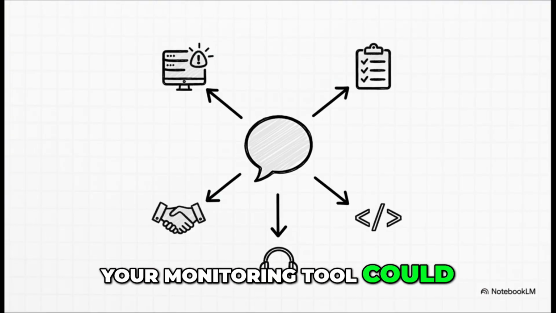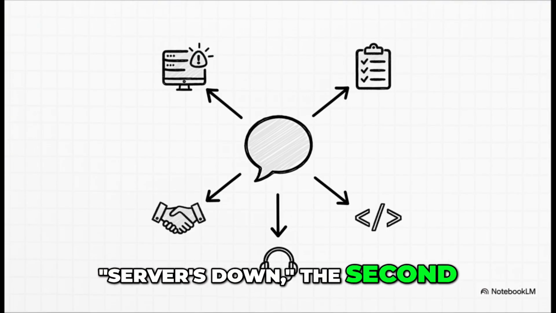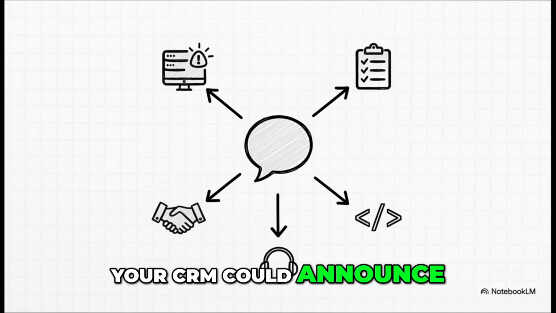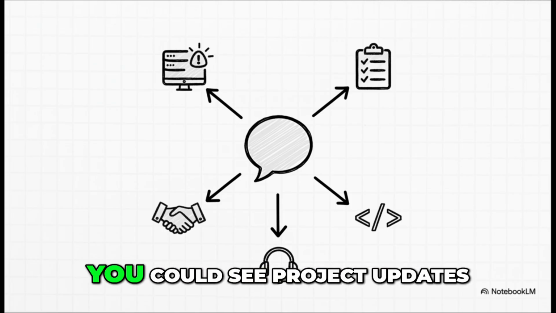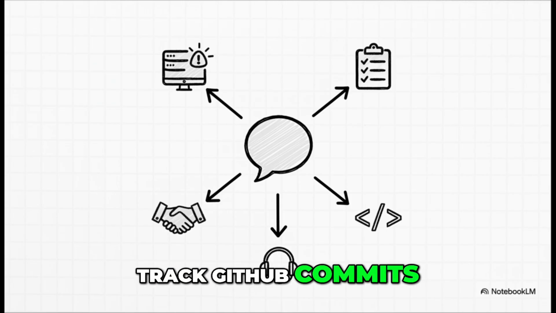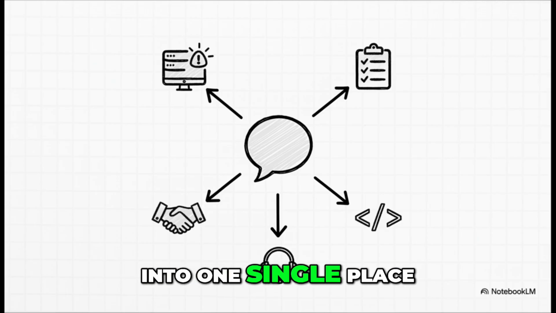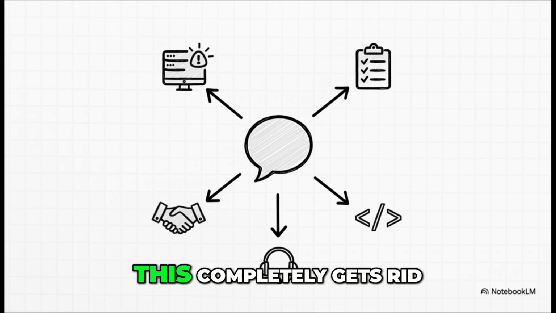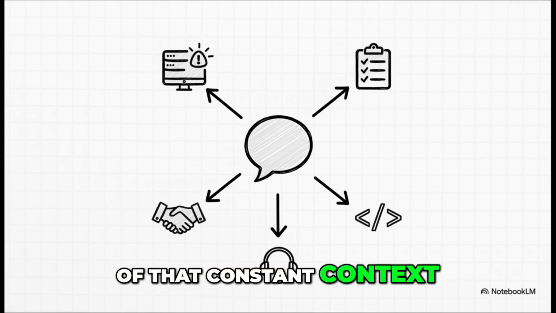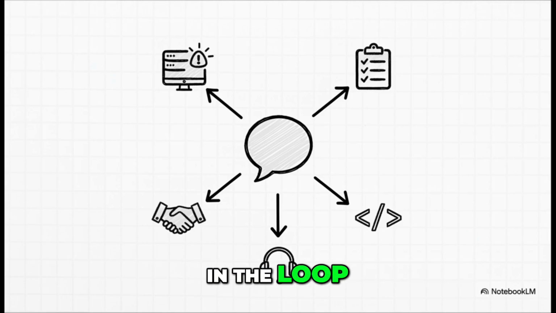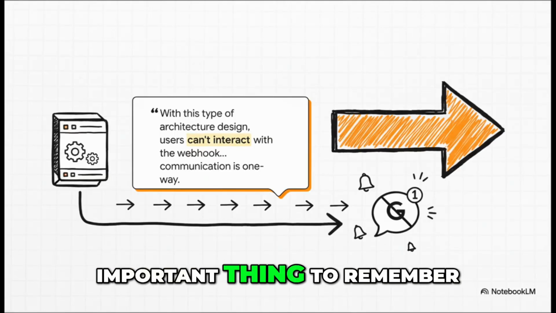Just think about the possibilities here. Your monitoring tool could instantly scream servers down the second it happens. Your CRM could announce a hot new sales lead to the whole team. You could see project updates, track GitHub commits, get a heads up about a critical support ticket, all of it flowing into one single place in real time. This completely gets rid of that constant context switching and keeps everybody in the loop. Now this is a really important thing to remember.